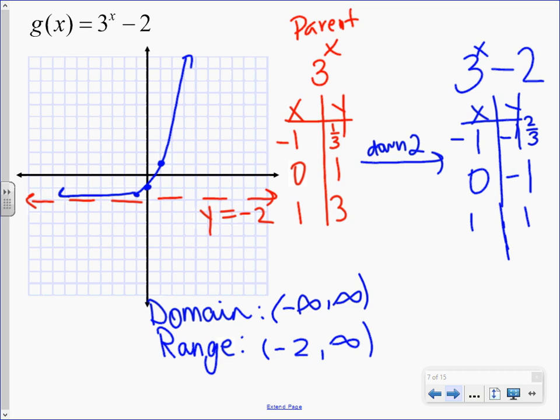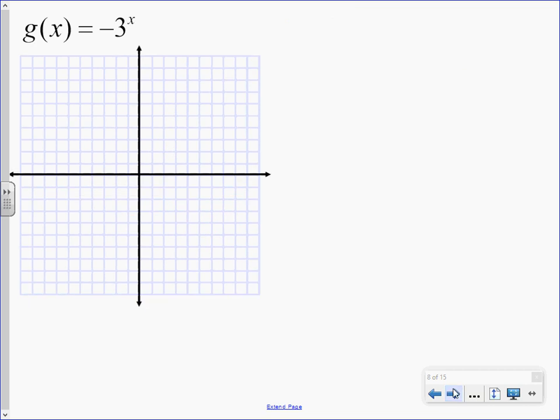All right, we're going to do one more graph because I want to talk about one more kind of transformation that we really haven't yet. And then we will move on to a couple other things. -3 to the x.